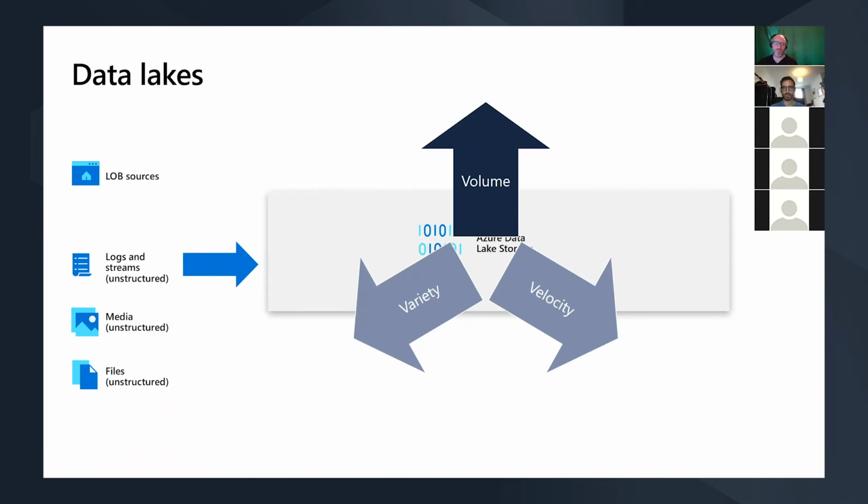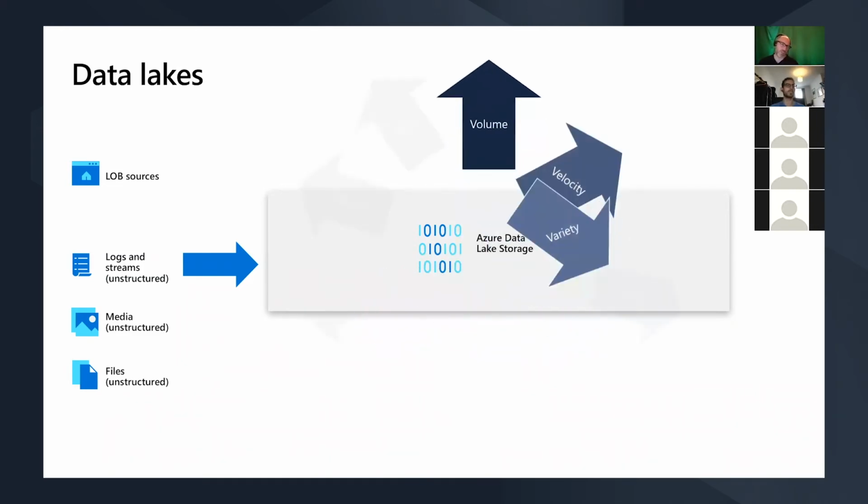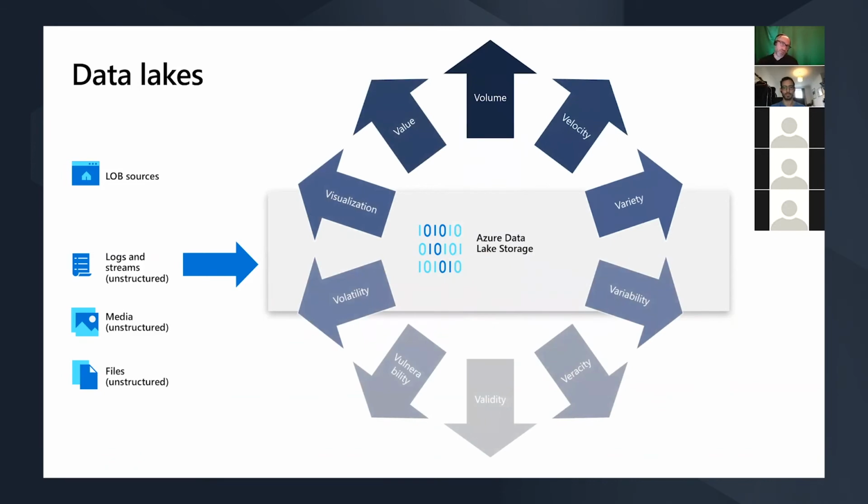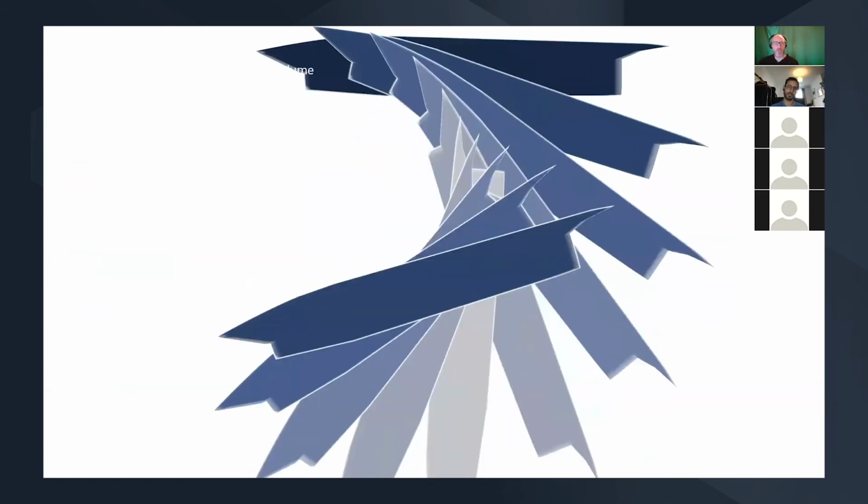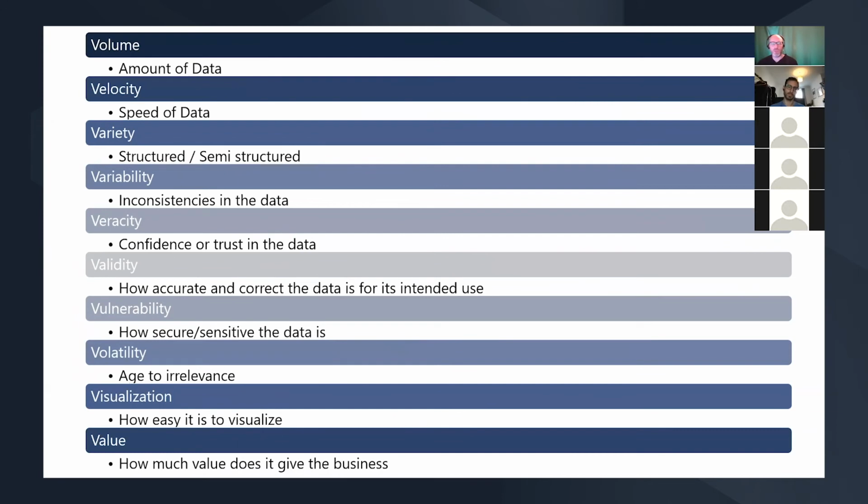Data lakes come from the big data concepts of the 3 V's: volume, variety, and velocity, which you can actually split up into, I think, 12 different V's, which are worth considering if you're developing an architecture, and how all of these operate. So think about the volume, the amount of data, the speed of the data, the variety of structure, structured and semi-structured, the variability in it, the veracity, so confidence or trust in that data. Is it good data? The validity, how accurate the data is for its intended use.